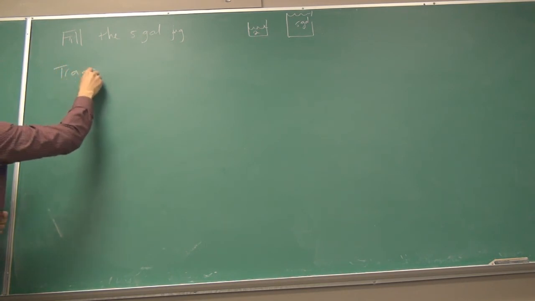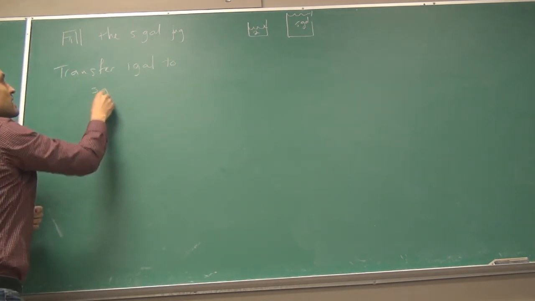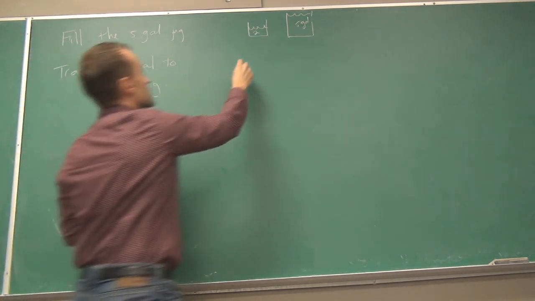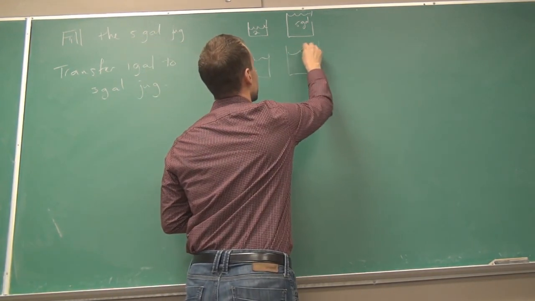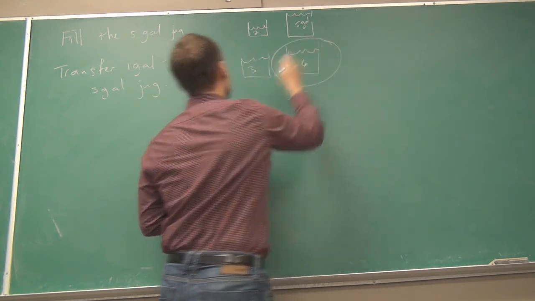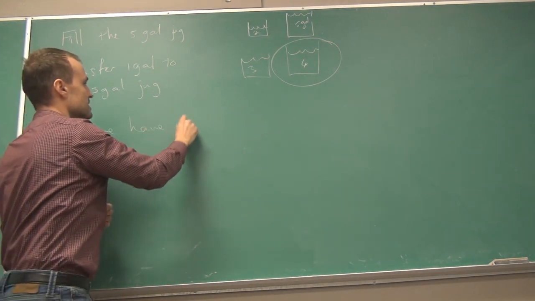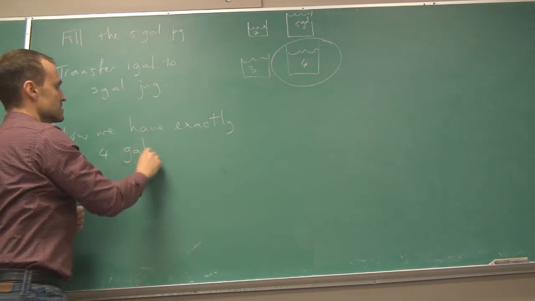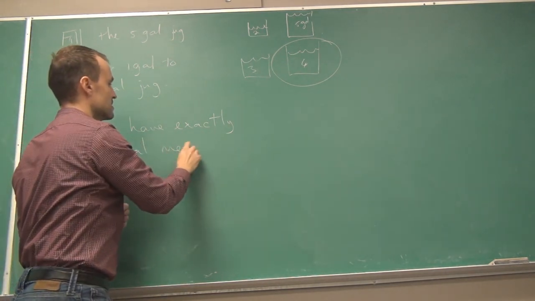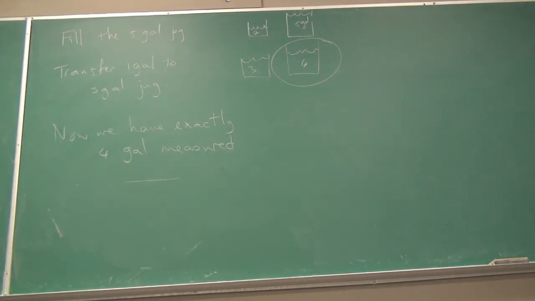let's say transfer 1 gallon to the 3-gallon jug, and we would be done. So now we have exactly 4 gallons, let's say here, measured. Does that make sense? Too easy?